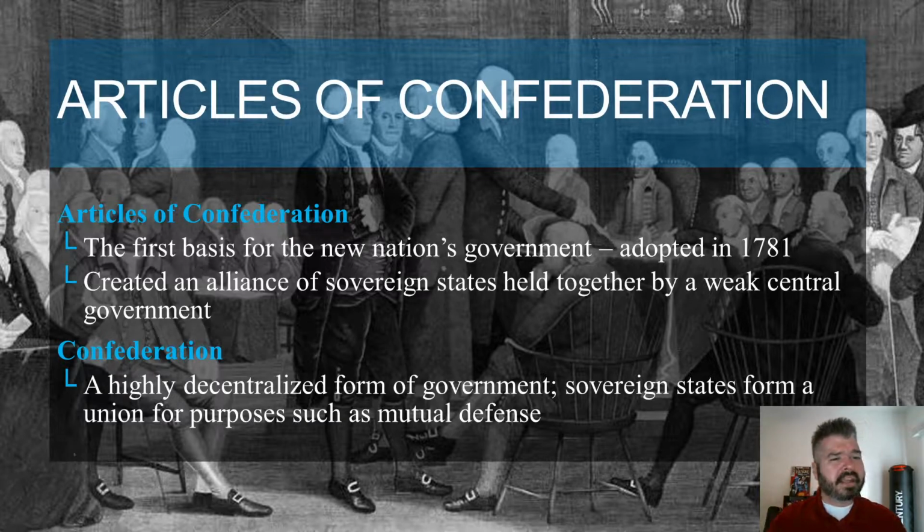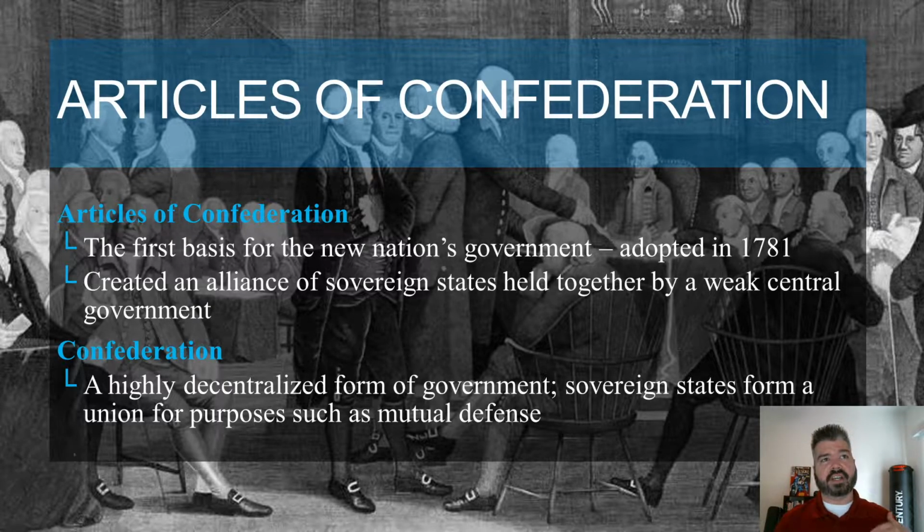So what is a confederation? A confederation is a highly decentralized form of government. Sovereign states form a union for purposes such as mutual defense. Under the Articles of Confederation, the states, like I said earlier, had all the power. So foreign policy was left for the states to decide, and the states would agree mutually to defend one another. But could they?